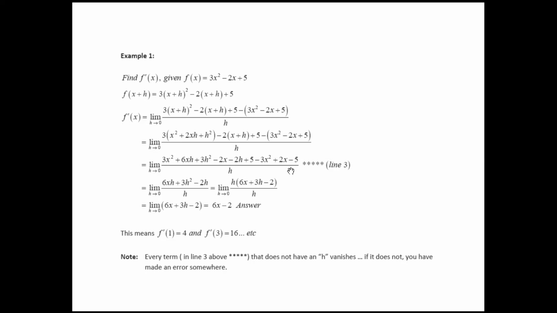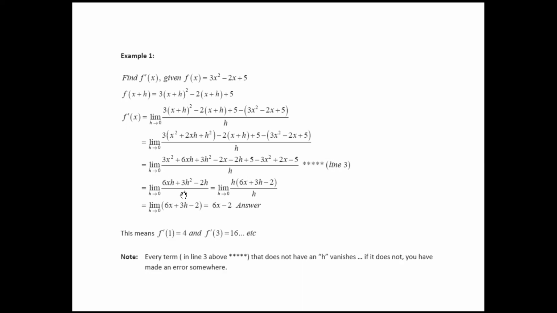And then I see that I have a 3x squared and a minus 3x squared, so they're going to vanish. I see that I have a minus 2x and a positive 2x, so that's going to vanish. And I have a 5 and a minus 5. They're going to vanish. So the only thing left here is the 6xh plus 3h squared minus 2h over h.